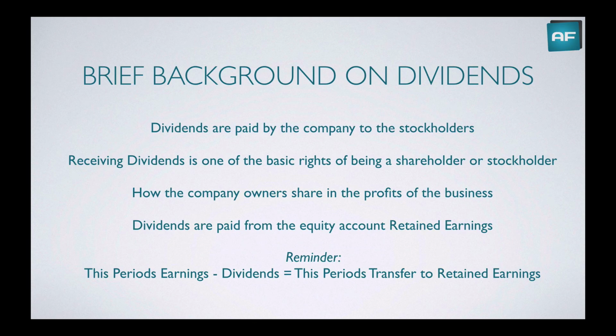Now, dividends are paid from the equity account, retained earnings. Or, more simply, they're paid from the profits or earnings of the company and they're returned to the shareholders. And here's a quick reminder of a quick calculation. This period's earnings minus dividends equals this period's transfer to retained earnings. So, each year, you build up a lot of earnings, you might pay some dividends, and whatever's left over is transferred to retained earnings in the equity accounts.